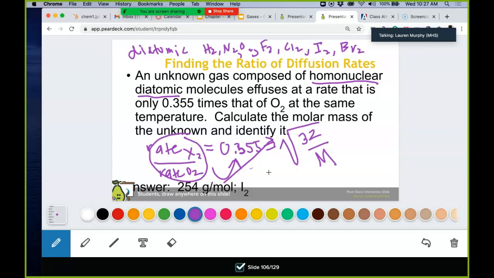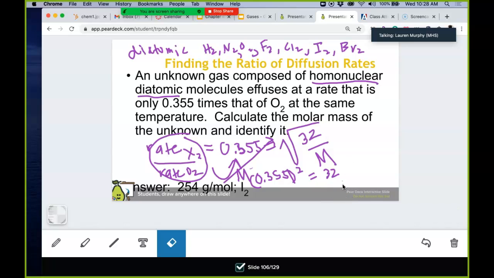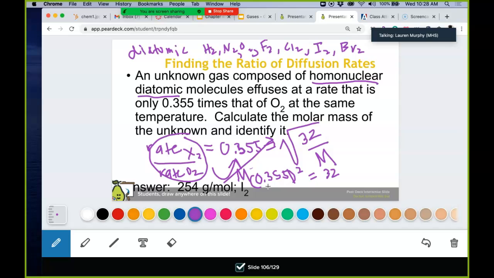We don't know the other guy's molar mass. So how do you solve? Well, you square both sides. So 0.355 squared equals 32 over big M. Now you've got to get the big M up top, so you multiply both sides by capital M. That gets rid of it over here. And now you've got to isolate the big M, so you divide both sides by 0.355 squared. So this is 32 divided by 0.355 squared. Okay, and you calculate it out and you get 254 grams per mole.